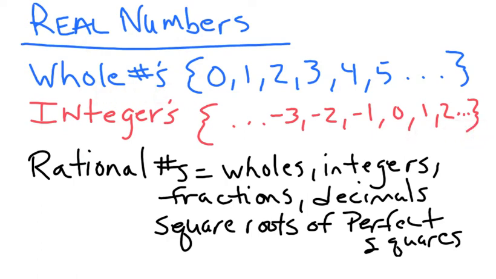Now, rational numbers include all of the whole numbers, all of the integers, plus fractions and decimals and square roots of perfect squares only. So the square root of 49, which is 7, would be rational. But the square root of 2 would not be rational. The square root of 2 does not give me an integer answer. It's not a perfect square.